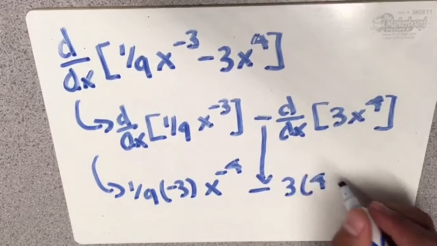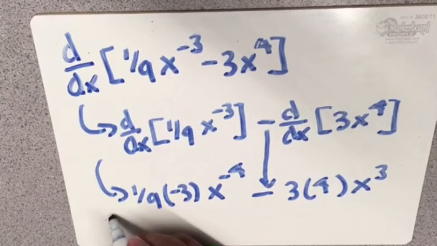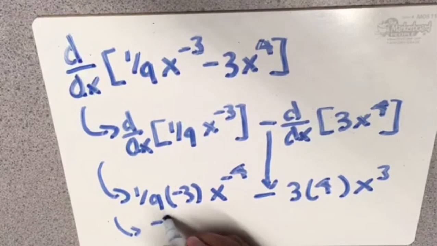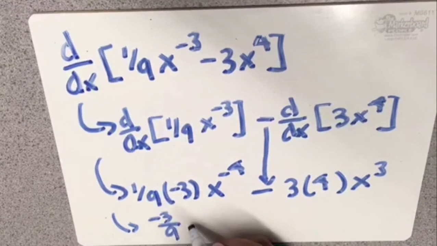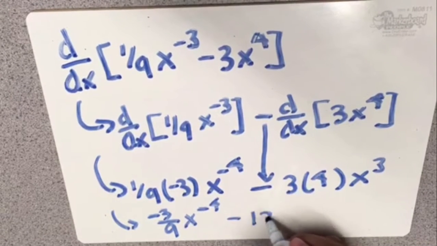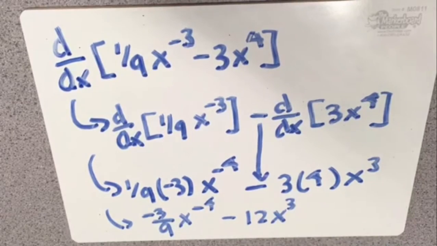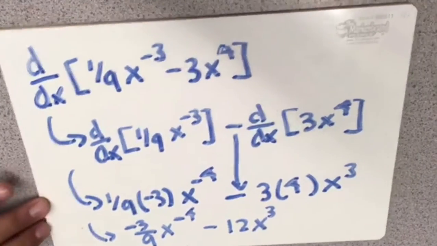So now you solve for d over dx, 3x to the fourth. So first you drag the exponent 4 to the front of 3, so you get 3 times 4, which gives you 12. Second, you subtract 1 from 4, and that gives you 3. And then finally, your answer should be 12x to the third.